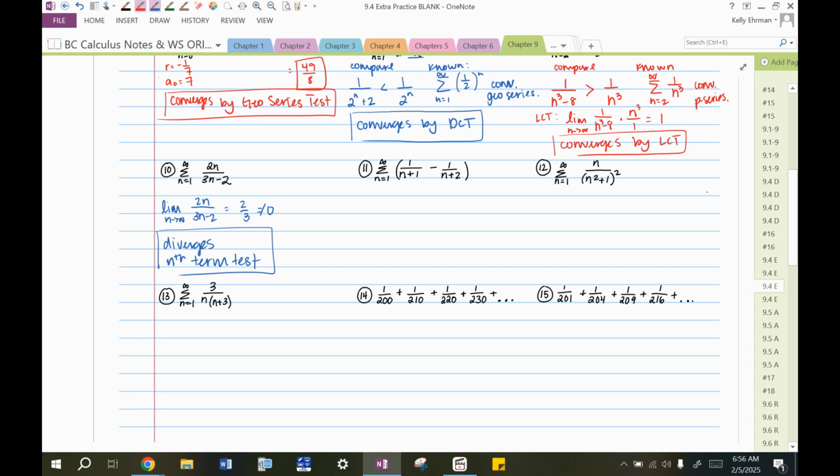This one looks telescoping, and it is true telescoping, right? If b sub n is 1 over n plus 1, and you plug n plus 1 into that, you do get b sub n plus 1, or 1 over n plus 2.